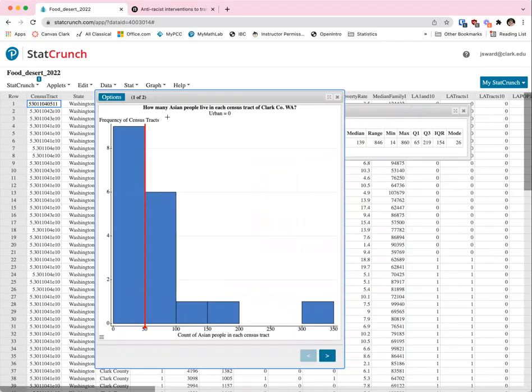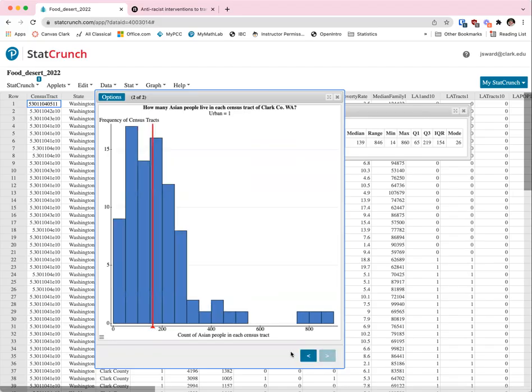First, I have a graph, how many Asian people live in each census tract when urban is equal to 0. So remember, it's a flag. If it's 1, it's an urban tract. It's a 0 if it's a rural tract. So these are the rural tracts only in Clark County. And this is how many Asian people live in each tract. So I know that there is one rural tract that has 100 to 149 Asian people living in that tract. If I click the arrow, then I go to the other graph.